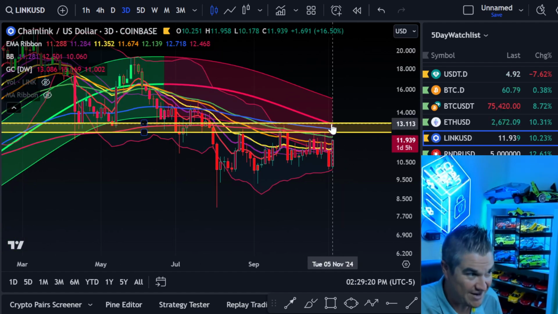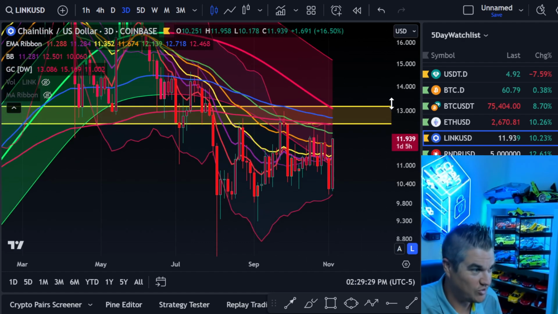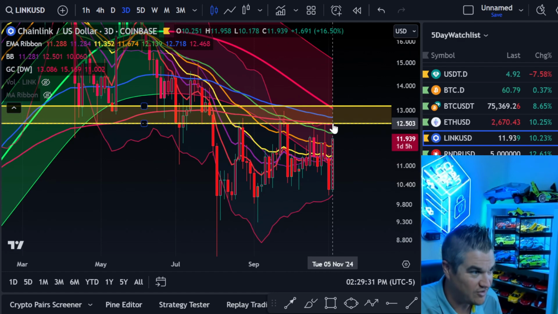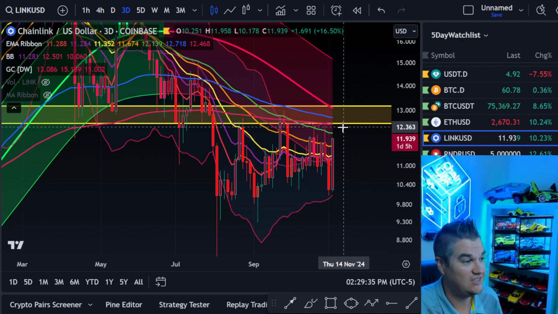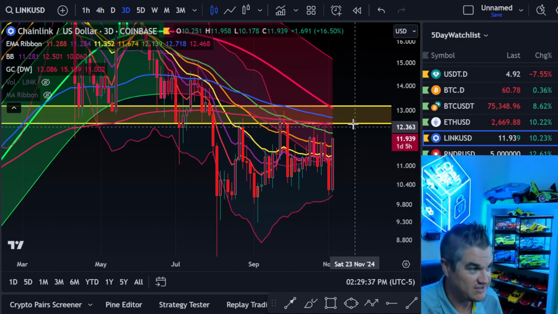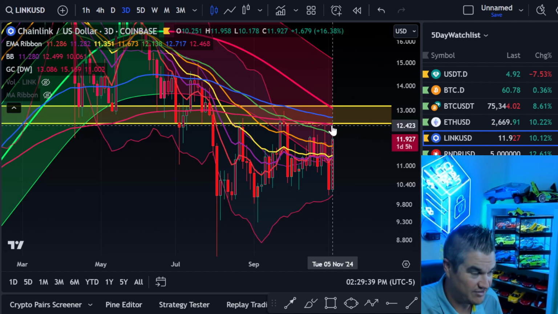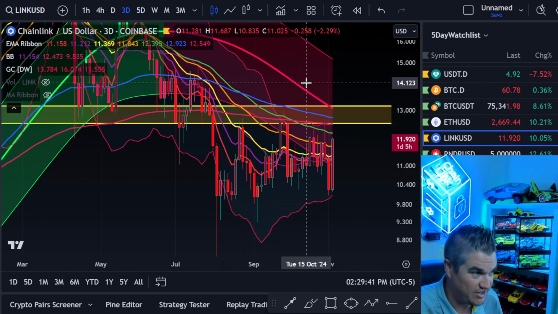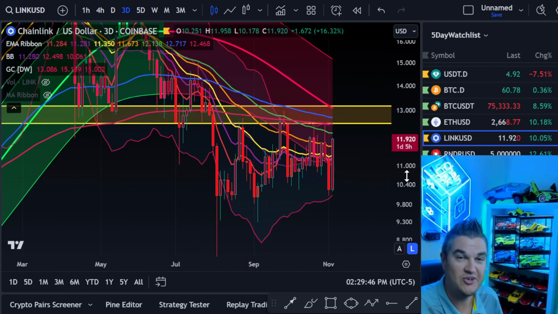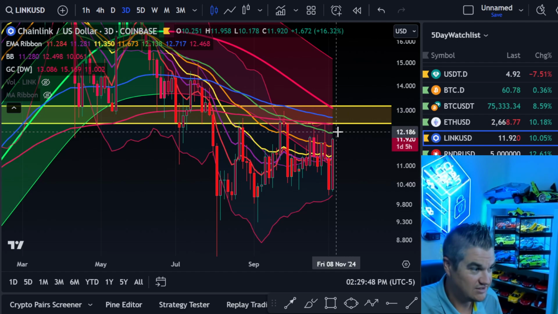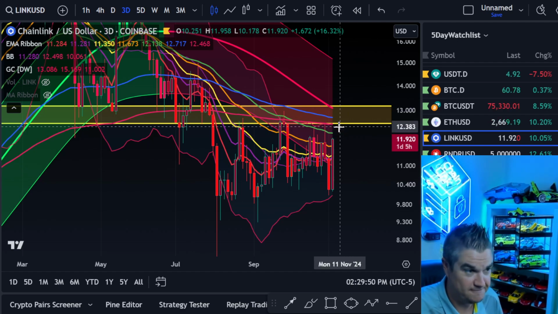Not only that, but we have the median Gaussian channel line, which will act as resistance. The channel is red, which is obviously not good. We're still under the 200 EMA on the 3-day chart, which is the 600-day moving average, mind you, because we're on a 3-day, right? Do the maths. That's a major moving average, right? That's why the Gaussian channel is red. That's why price action has been probably not up to your liking as of now. It's just kind of trapped down.